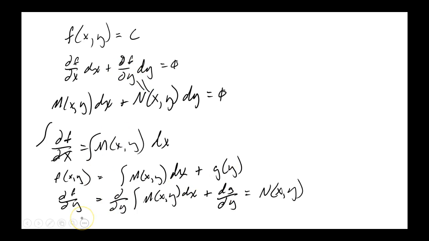So when you take this derivative, remember this thing here is some function of x and y, and you can take the partial of this with respect to y. That's going to give you some value. And this g, we don't know what it is, but that's dg dy. But we know what this one is. So now if we subtract this from here, that gives us what dg dy is. So subtract the partial with respect to y of the integral of M of x, y, dx from both sides.